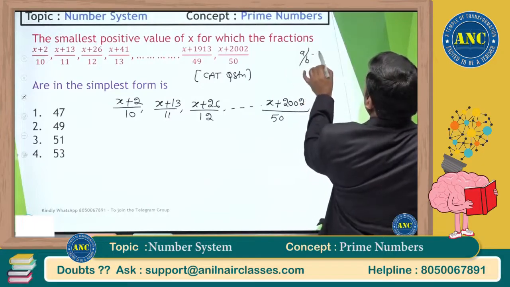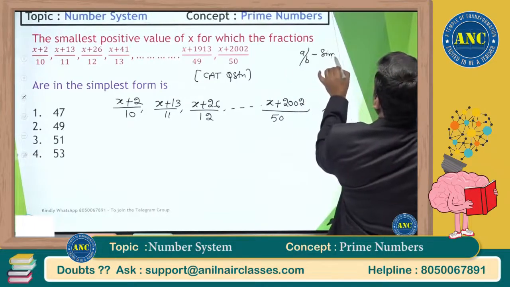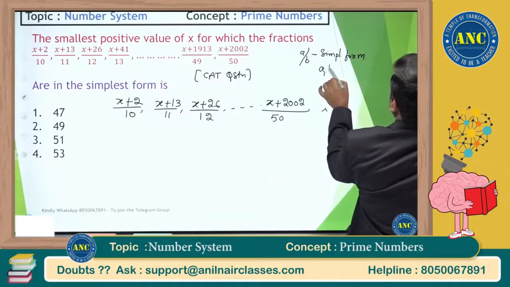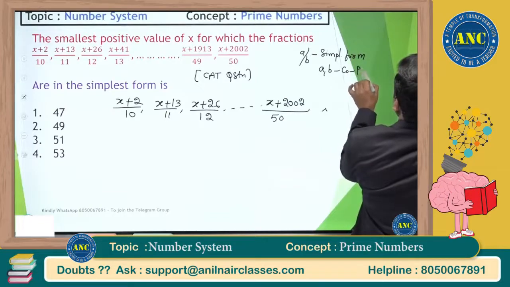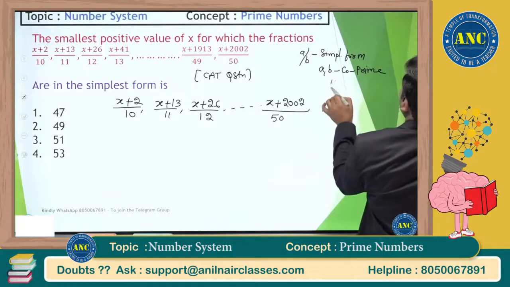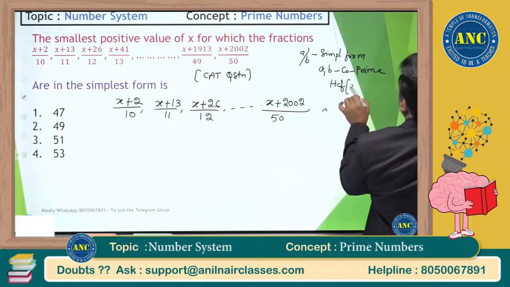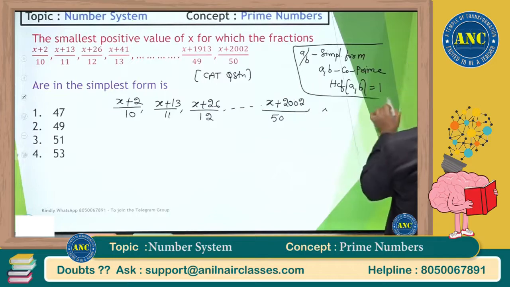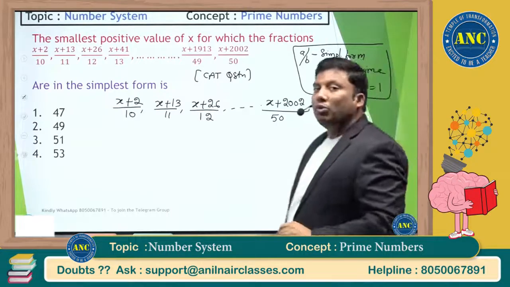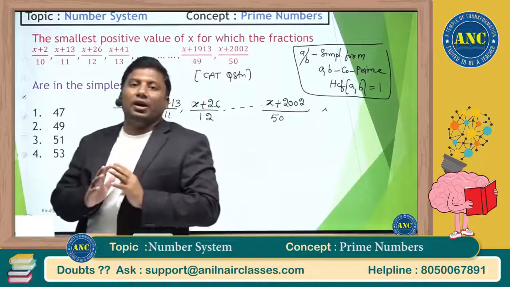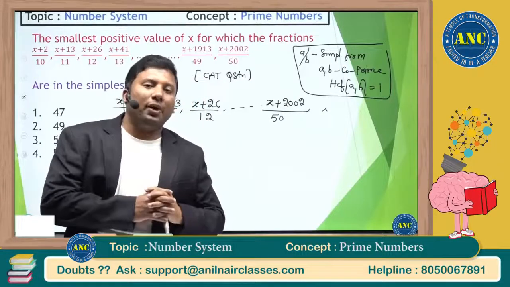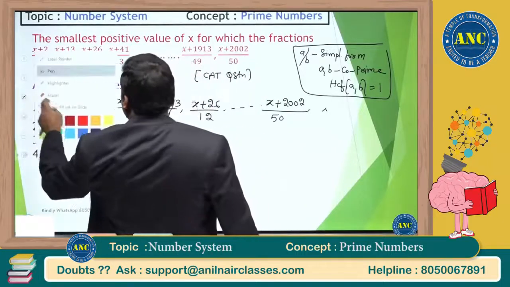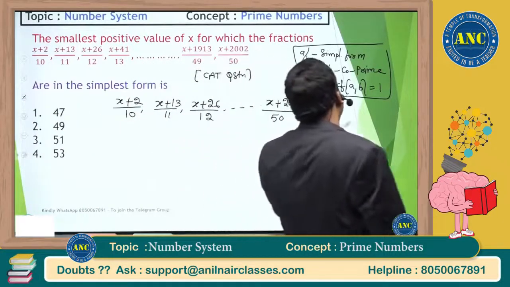A by B is in its simplest form only when A and B are co-prime to each other. When will they be co-prime? When their HCF is 1. The HCF of numerator and denominator should be 1. Then the numbers are said to be co-prime, and A by B is in its simplest form.